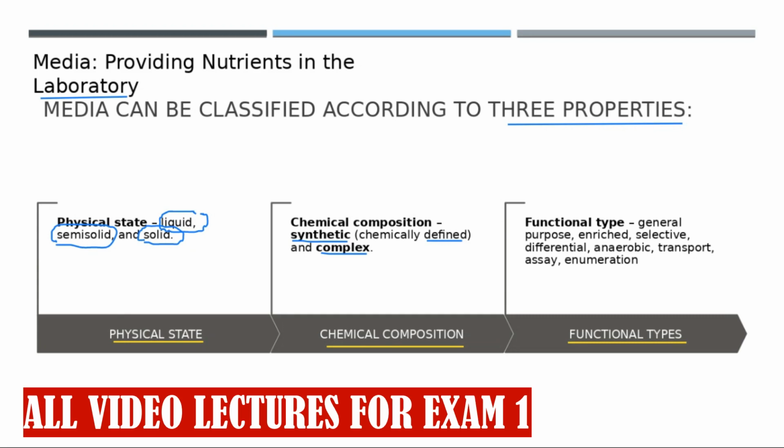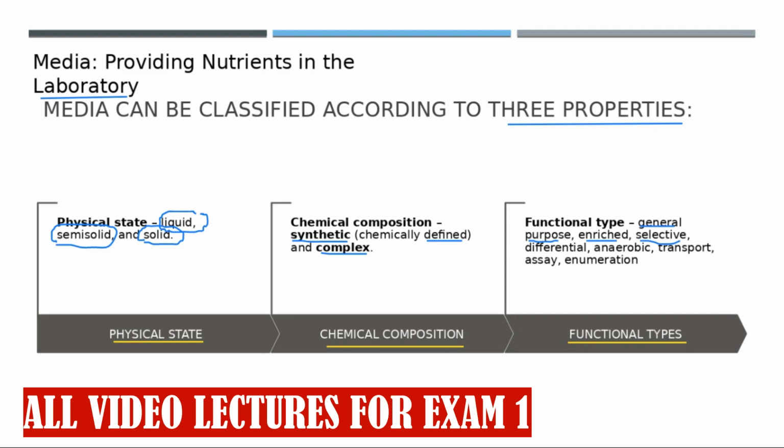Maybe general purpose media. This media is used for growing as many bacteria as possible. Okay, so when you take a sample, for example, from the bathroom, we will use the general purpose media in order to make as many bacteria grow in that media as possible. The second one is enriched media, usually using blood, because blood has a lot of chemicals or nutrients that are used for bacterial growing.